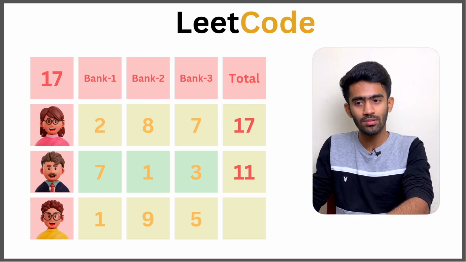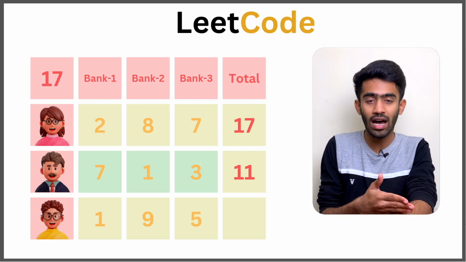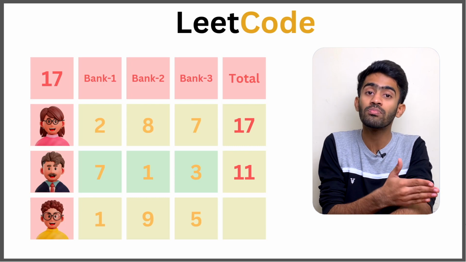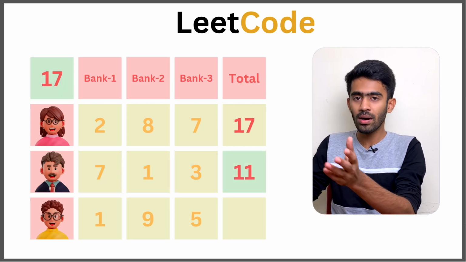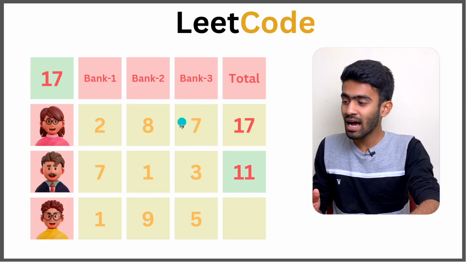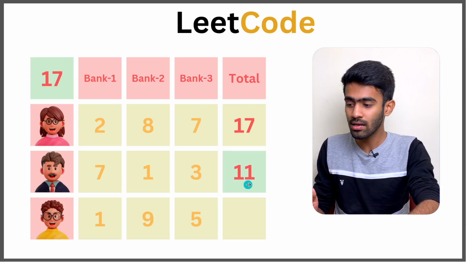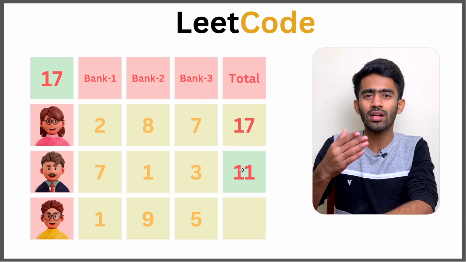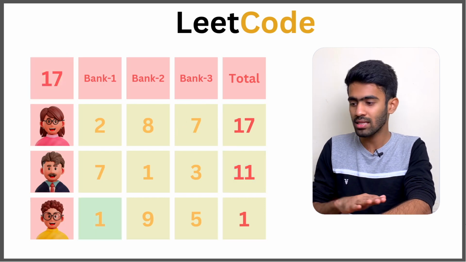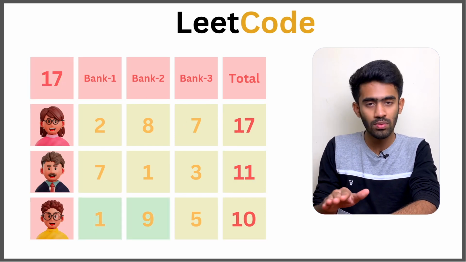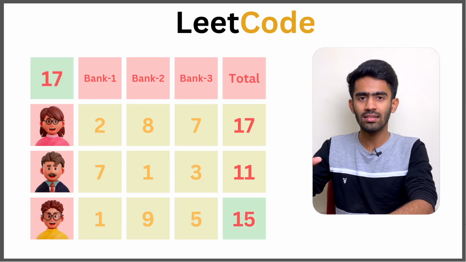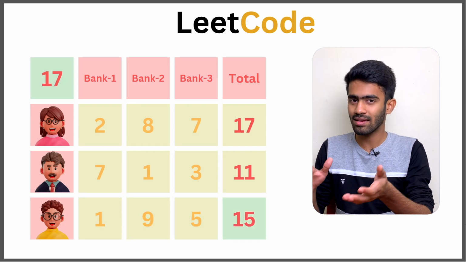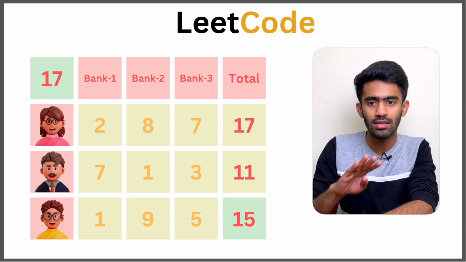Our current maximum is 17, and the current person's wealth is 11. We compare these two. We already have the maximum wealth here, so if we compare, we do not get a larger value, and hence we don't update the value. Next, 1 plus 9 plus 5. In this case, we get 15. We compare 15 with 17. It is not greater than 17, and hence we do not change the value.